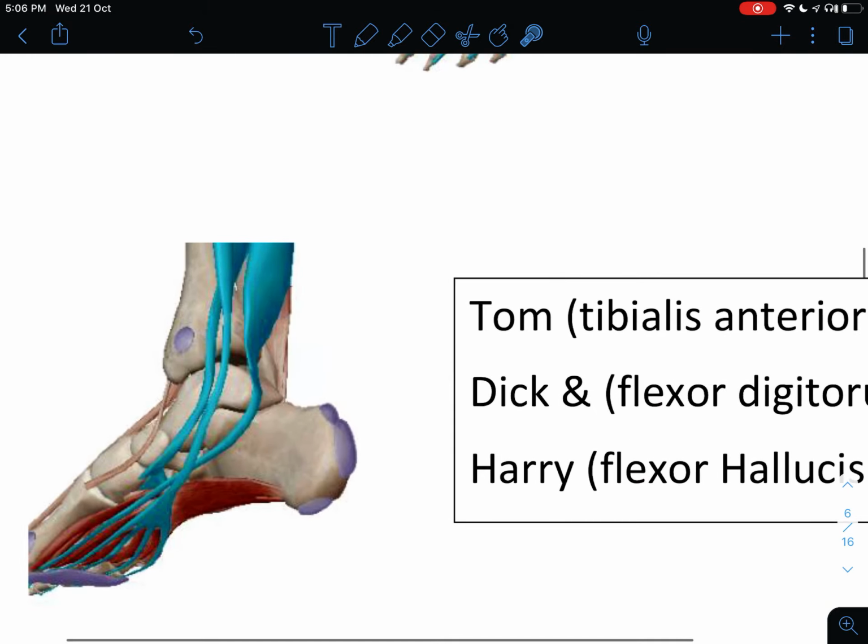Also, another way to remember these muscles is the order in which their tendons pass behind the medial malleolus. We have the tibialis posterior first, which is going to be Tom. We have our flexor digitorum longus, which is going to be Dick. And then the next one is going to be our flexor hallucis longus, which is going to be Harry.